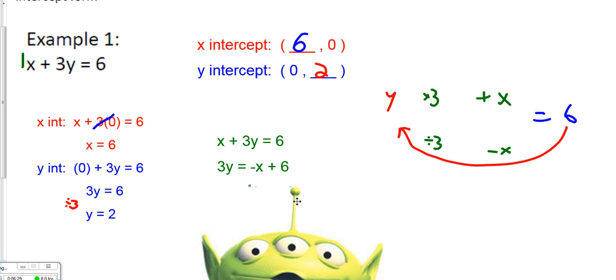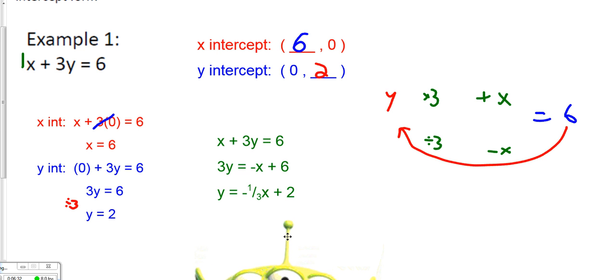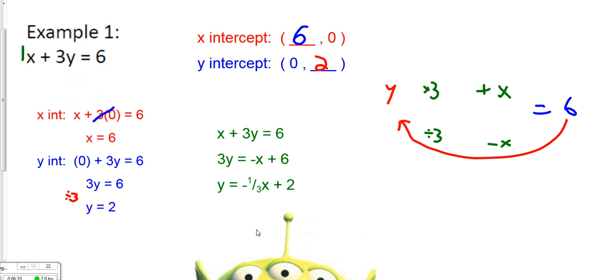Now we have to divide everything by 3. Now again, remember that this kind of means the same as saying y equals. We had negative x plus 6, and we divided it all by 3. Okay, that's how we went from this one to this one.